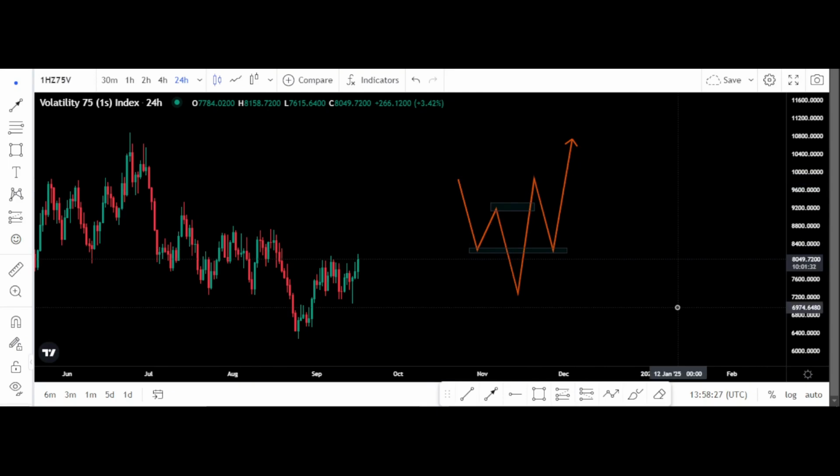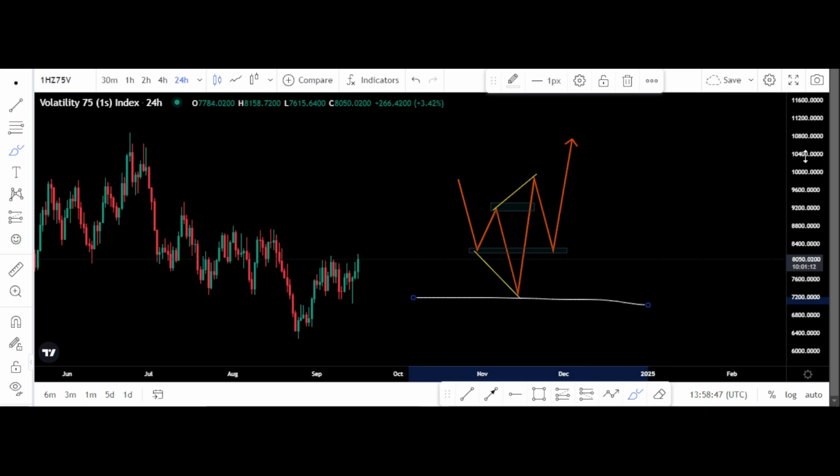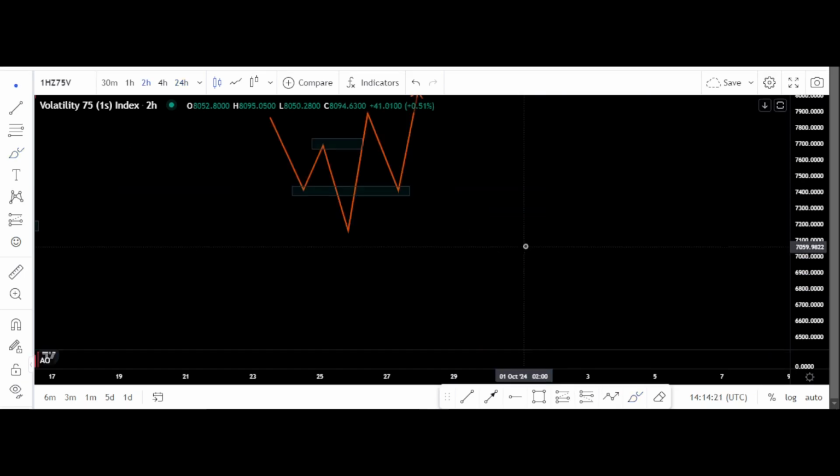So this is basically how it looks, and you can see it looks like a head and shoulders, but it's an imbalance head and shoulders. So what you have to look for is that, and then you look for that as well. You connect the highs and the lows, and then the next thing you want to do is check your divergence. So this is how you check your divergence.